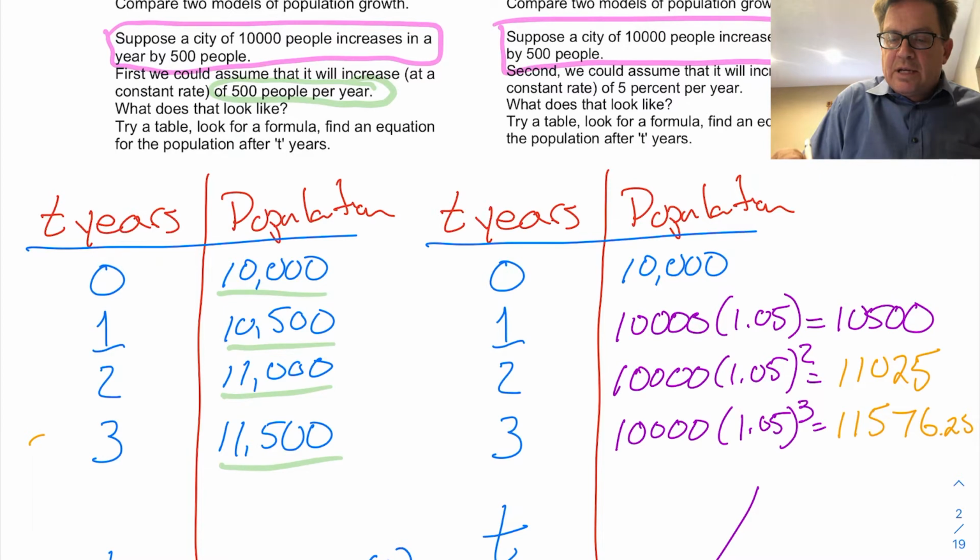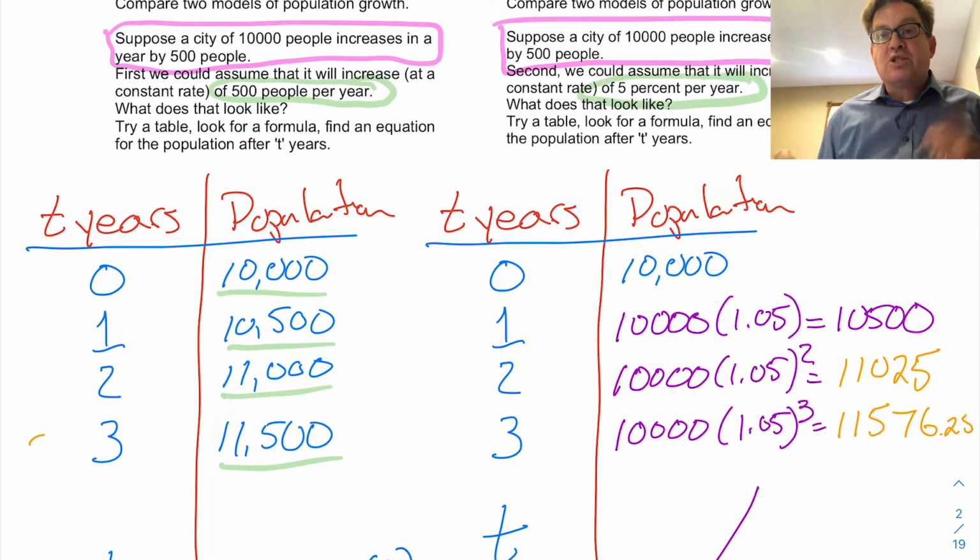What about in the other case though? Here we're talking about it increases by 5% per year. So the difference is in a linear, you're increasing by an absolute value each amount, 500 people per year. In an exponential, you're increasing by a percent, a relative change each year. So we're increasing by 5% each year. And we've talked about this a little bit. Here's the formula. You'd again start at 10,000.